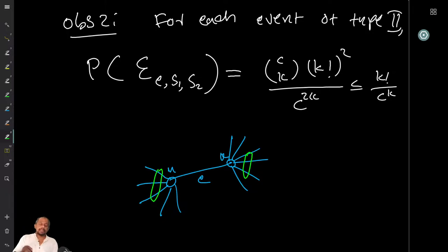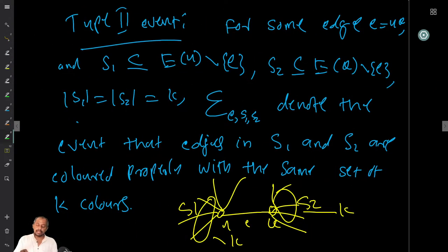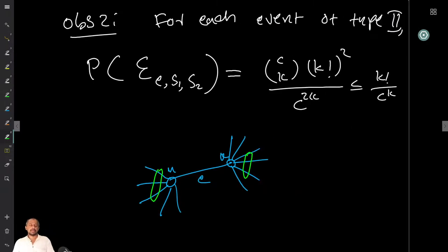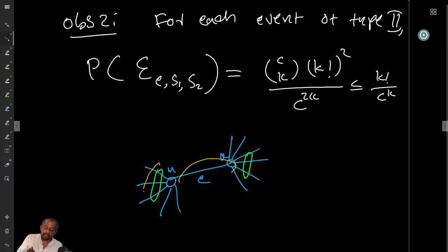Right. Similarly, what is the probability of a type 2 event? Okay. So if you want to look at the probability of a type 2 event, for an event of type 2, the probability of E, S1, S2 is actually equal to C choose K, K factorial whole square by C raised to K. That is my claim. So why is this? Well, how does such an event happen? Again, we want to look at the colorings. So we have this event defined as follows. We have the edge E. We have a subset S1 of K edges here, a subset S2 of K edges, right?